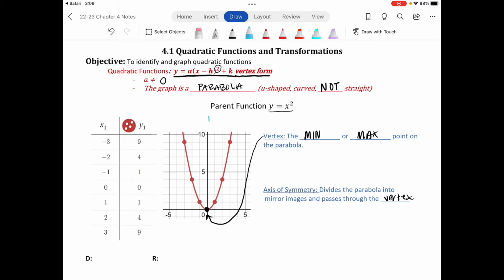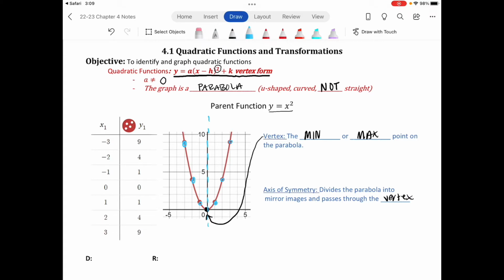If we were to draw a vertical line directly through our vertex, if we folded the graph along that line, the two sides would be on top of each other. They'd be mirror images. That means if we graph one half, if we know these points, we can just mirror them to the other side to get the other points.